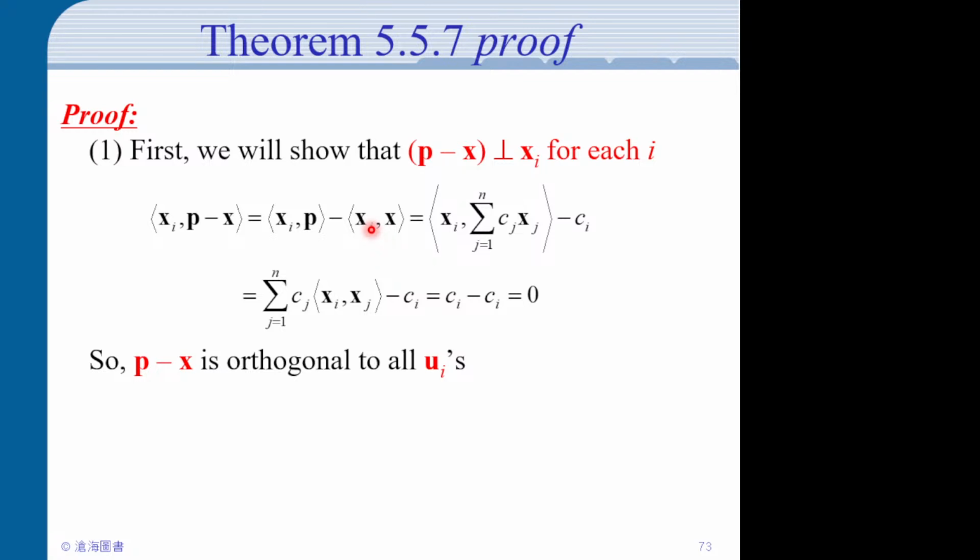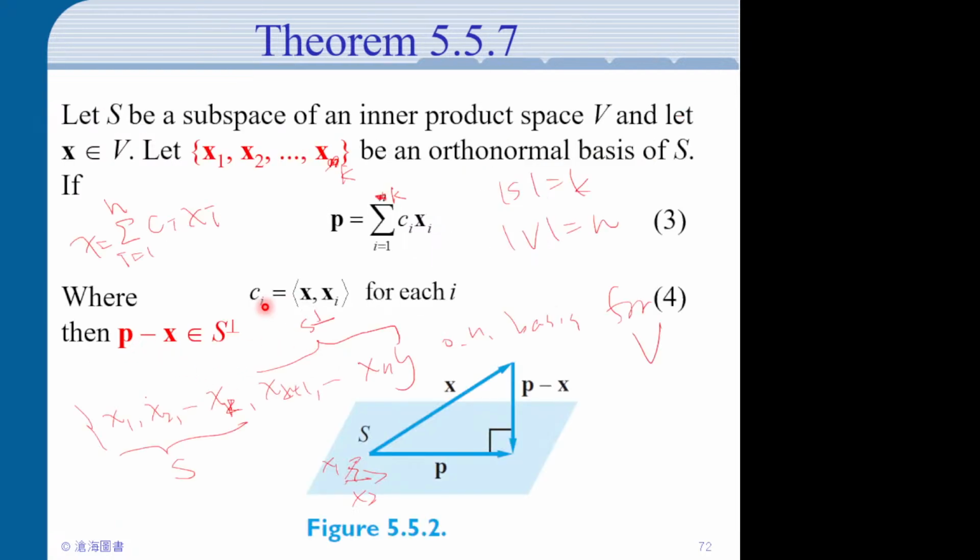And xi inner product with X, as a definition, is Ci. And now we have Cj xi inner product with Aj. But now we use that xi and aj are also normal to each other. And so the summation over j only has a non-trivial term when i equals j. And when i equals j, because this is normalized, it's actually 1. So this is also Ci. So you have Ci minus Ci equals 0. Okay. And so actually we say P minus X is orthogonal to, well, I have a U here.